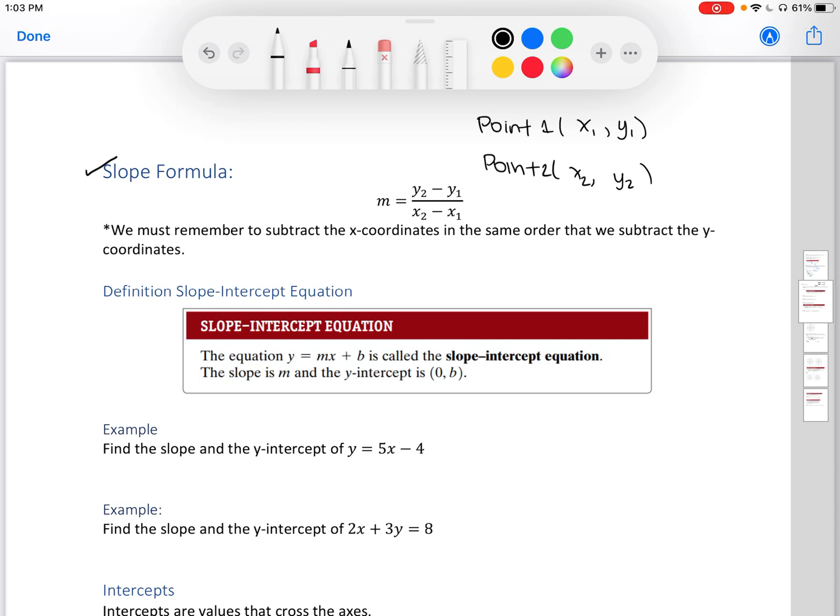Now, it doesn't matter which one is point 1 or point 2 as long as our pairings are the same. So if this is going to be point 1, then they both should have a little 1 subscript. This can also be point 1, but make sure they're both 1s.